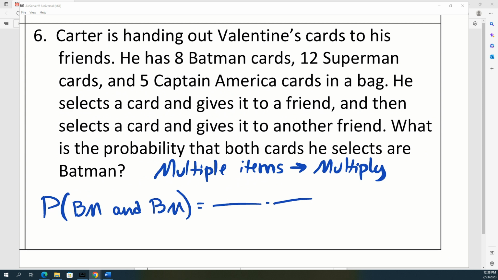Okay, so for that first one to be a Batman, how many Batman cards are there? 8. Out of a total of how many cards? 25. Okay, and he gives it away. It's gone. So now how many Batman cards are there? 7. How many total cards are there? 24. Good. All right. Now, if I put one like this on the quiz, it's probably going to be on the multiple choice. So we would want the reduced version of those fractions multiplied, which is going to be 7/75.